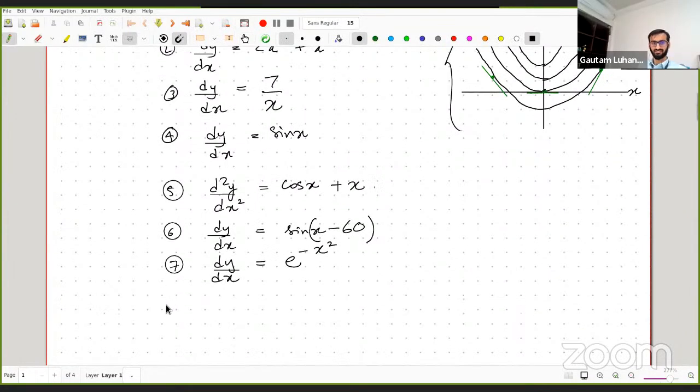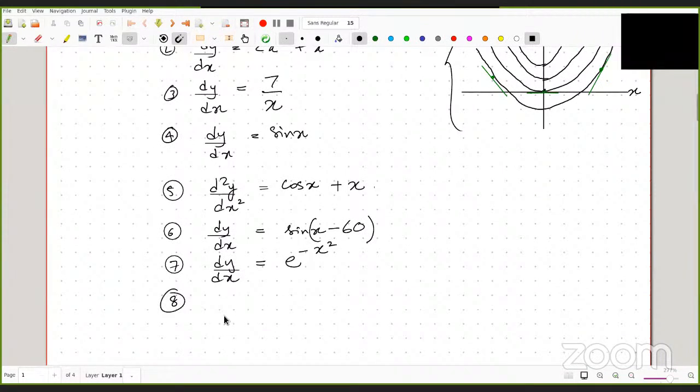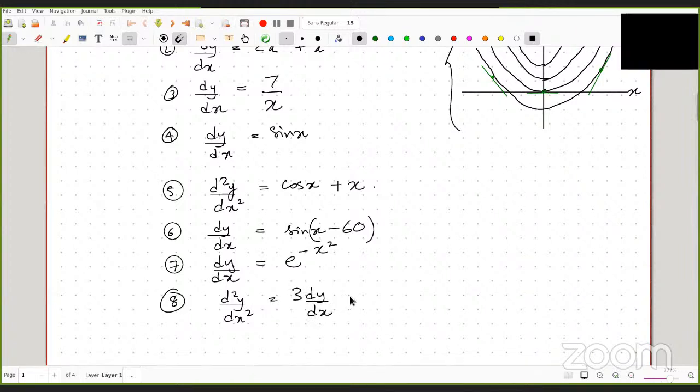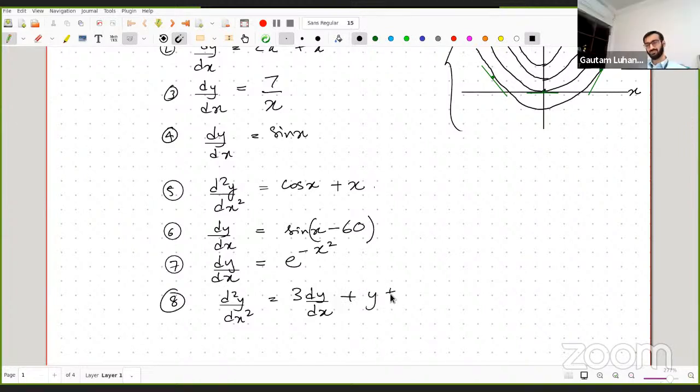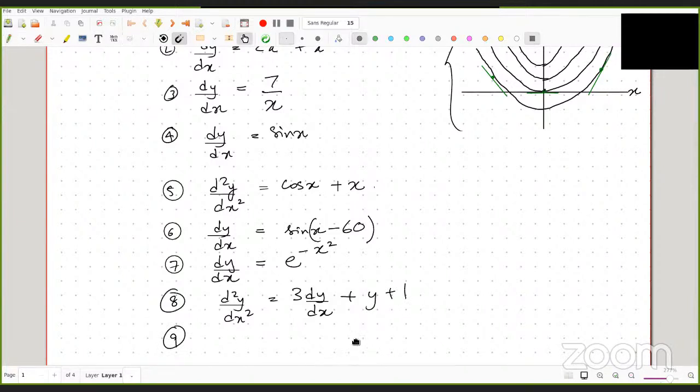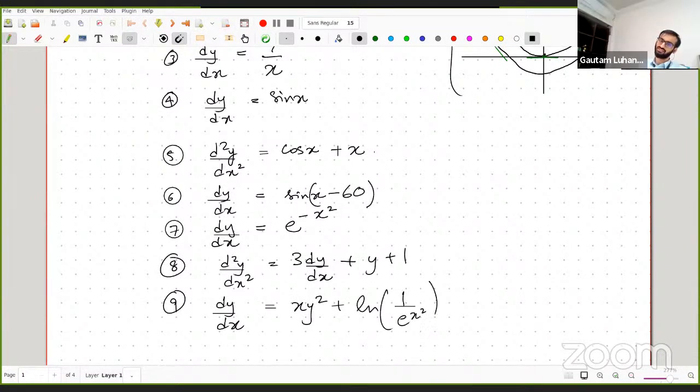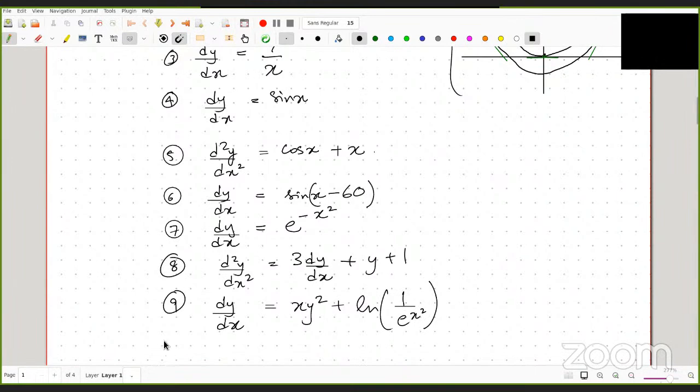There we go. Come on, now we're getting somewhere. What else? d square y over dx square is equal to 3 dy by dx plus y plus 1. Okay, plus 1, yeah. Okay, more. Sir, dy by dx equals xy squared plus ln of 1 upon e to the x squared. Yes, sir. Okay, more.